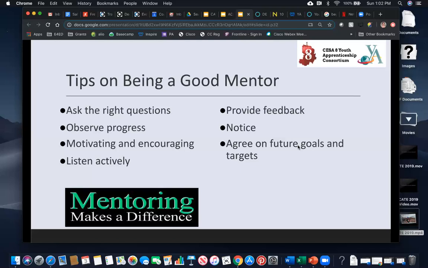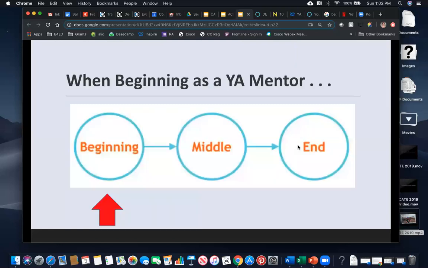And you need to agree on future goals and targets. In order to understand how to progress to the next stage, the mentee needs help with setting specific, measurable, achievable goals that are realistic and time-bound, and then recording these in some form of action plan to enable you together to review progress against these at the next opportunity.